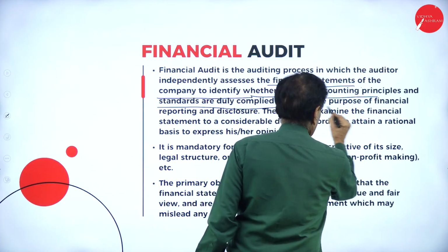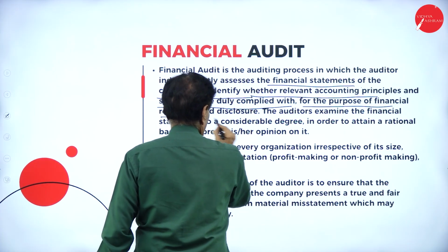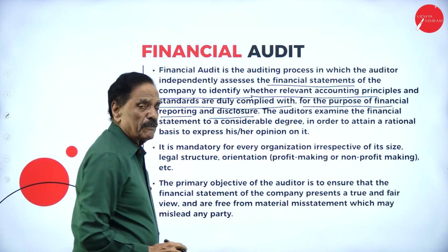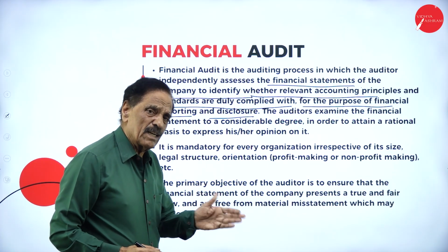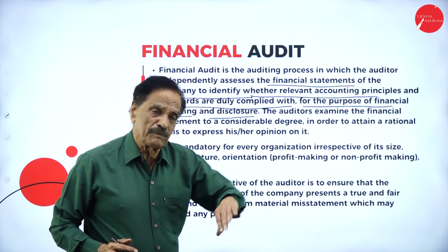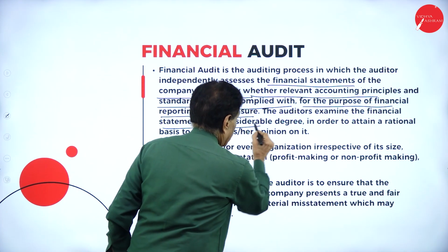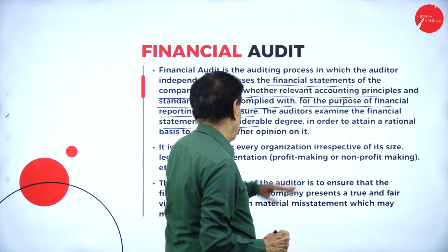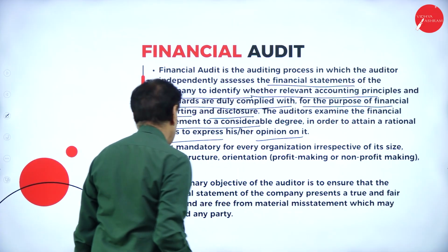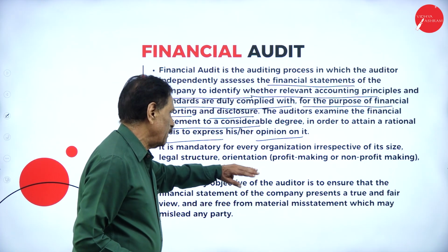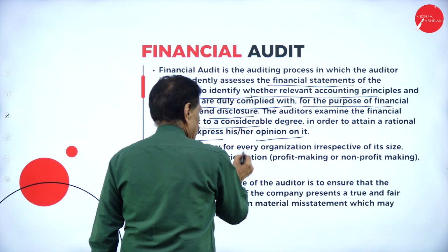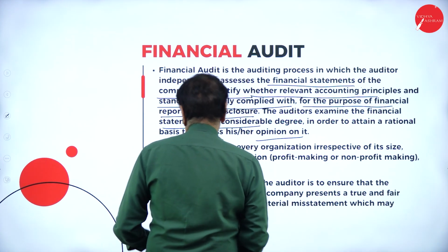The purpose is financial reporting and disclosure. The auditor examines the financial statements. Financial statements mean the trading account, profit and loss account, and the balance sheet, which show the financial position of the company, in order to attain a rational basis to express his or her opinion on it. It is mandatory for every organization, irrespective of its size, legal structure, orientation, profit, etc.